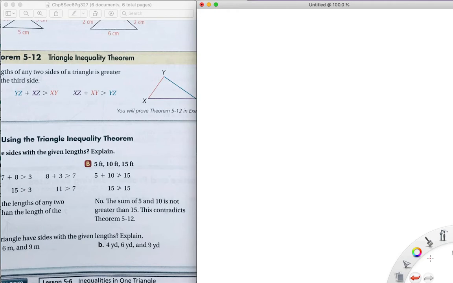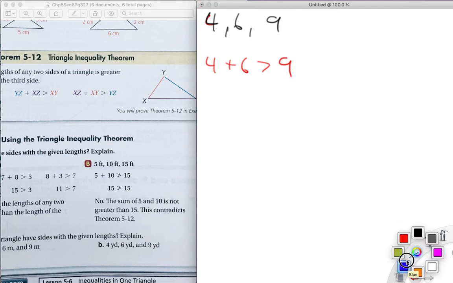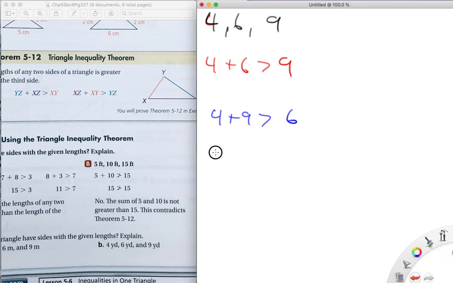For over here, I have 4, 6, and 9. We'll do our same 3 scenarios. 4 plus 6 has to be greater than 9. We'll check it later. 4 plus 9 has to be greater than 6. And then 6 plus 9 has to be greater than 4. 6 and 9 is 15, which is greater than 4.